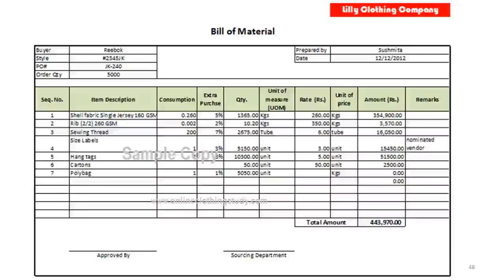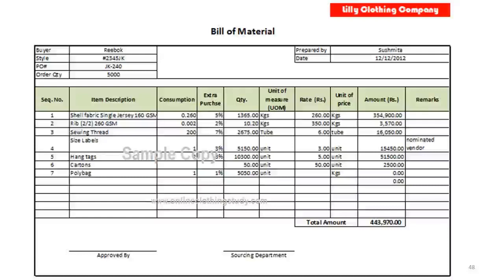Then we have the quantity. Now the total order quantity is 5,000 pieces. So you need 5,000 polybag. Now how much extra are we going to buy? Because in polybag we have just 1% extra, therefore we buy 5,050 units. In case of size label, the order quantity is 5,000. So we need at least 5,000 size labels, but the extra purchase is 3%. So therefore the actual quantity is going to be 5,150 pieces.